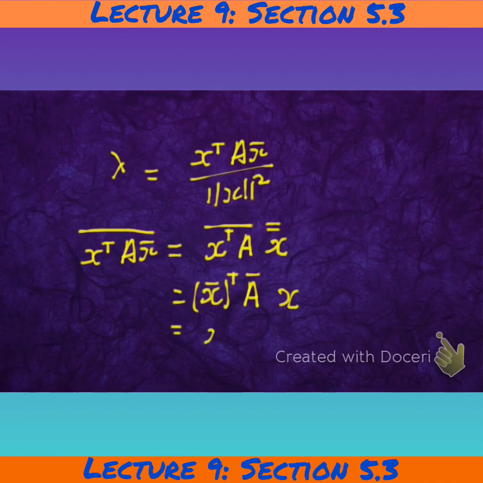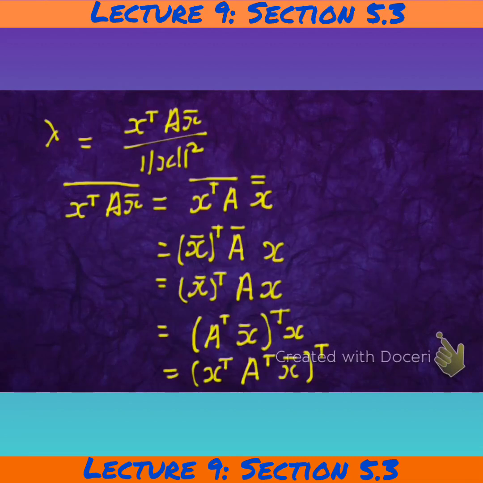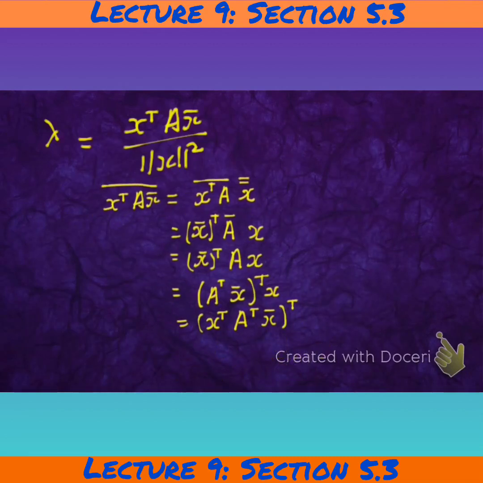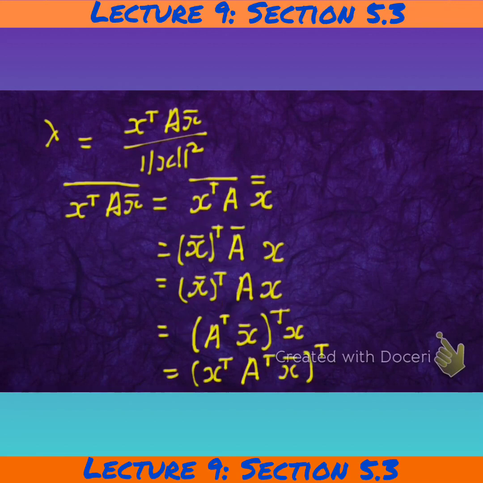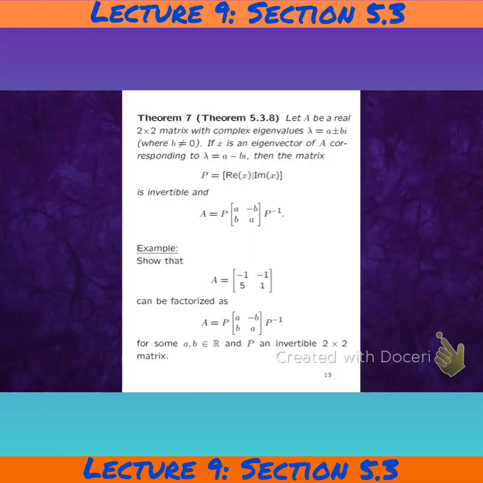And that is equal to that. That is real, so it's not going to affect it. Right, so just if you look at the last, theorem 7 states something about 2 by 2 matrices that have real valued entries.